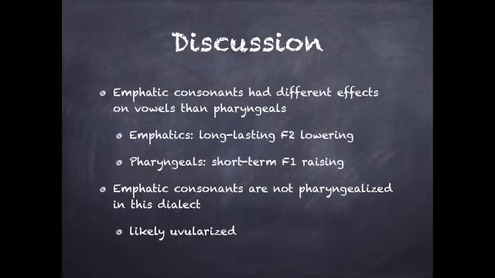However, the pharyngeals caused shorter F1 raising. In experiment 1, the effects of pharyngeal consonants tapered off by the end of the vowel, while in experiment 3, the pharyngeal consonants only affected adjacent vowels, with no evidence of long-distance spread. The differences in the effects on vowels suggest that the emphatic consonants are not pharyngealized in this dialect. The F1 lowering with emphatic consonants found in experiments 1 and 2 suggests that emphatic consonants are also uvularized in this dialect, not pharyngealized.